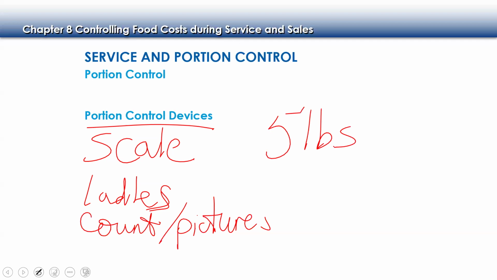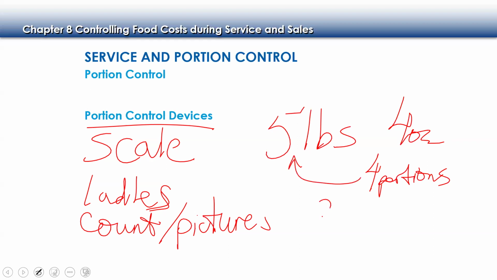If I have 5 pounds of pasta and my portion size is 4 ounces, right? So 4 ounces of pasta. How many ounces are in a pound? 16. That means there's how many portions in 1 pound? 4 portions in a pound. So I should expect to get 20 portions out of this 5 pounds of pasta. Okay. So how do I make sure I get that?